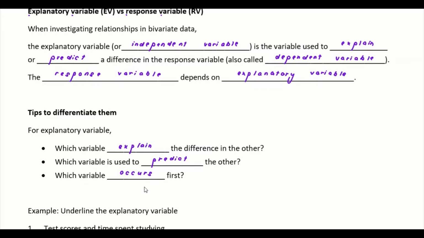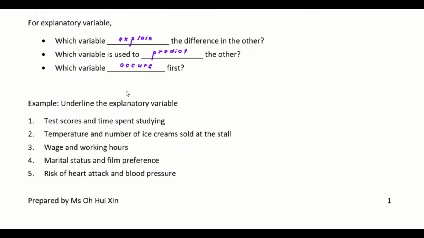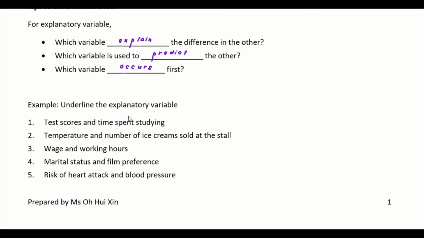Now let's look at these simple 5 questions. Underline the explanatory variable. We have test score and time spent studying. Ask yourself, among these two, which is the variable that explains the difference in another? Which is the variable that you use to predict another? Or which is the variable that occurs first? This is a good one to explain the third question here.